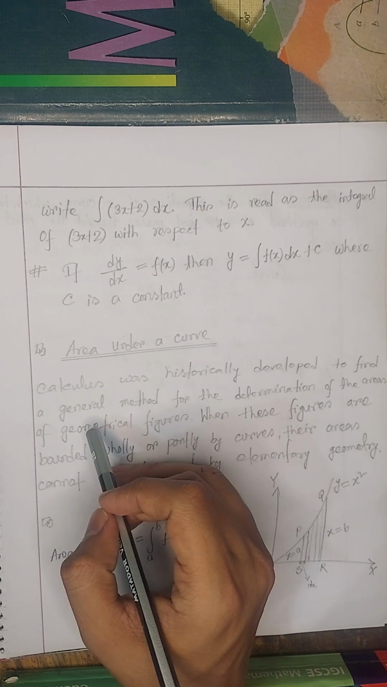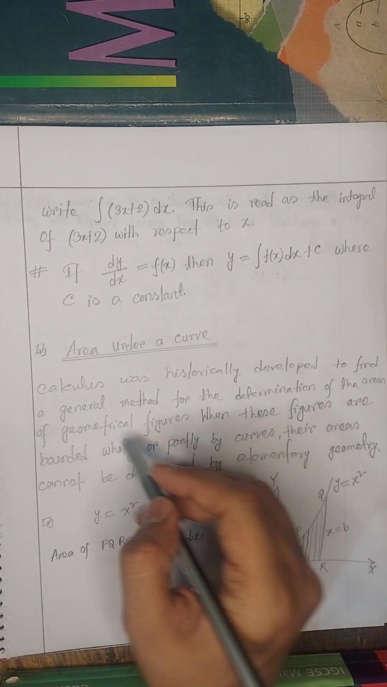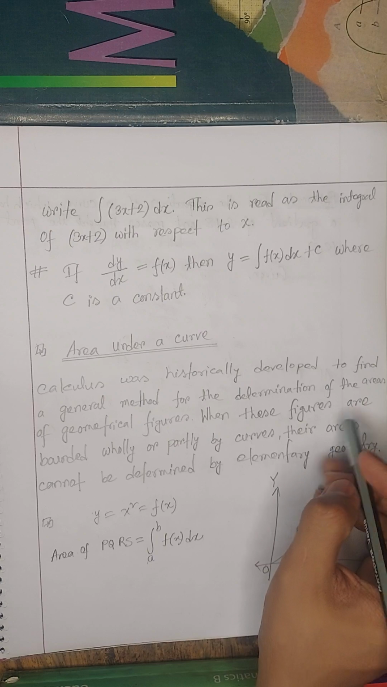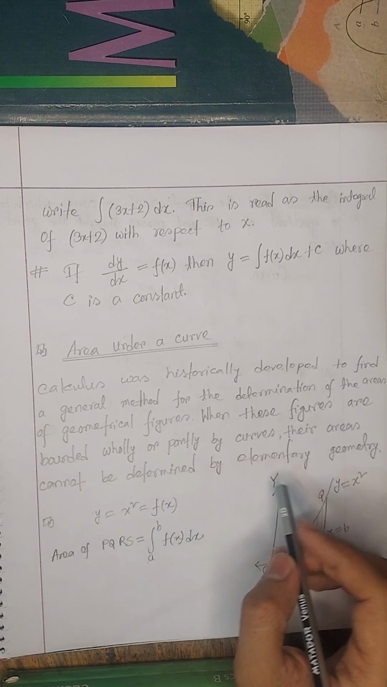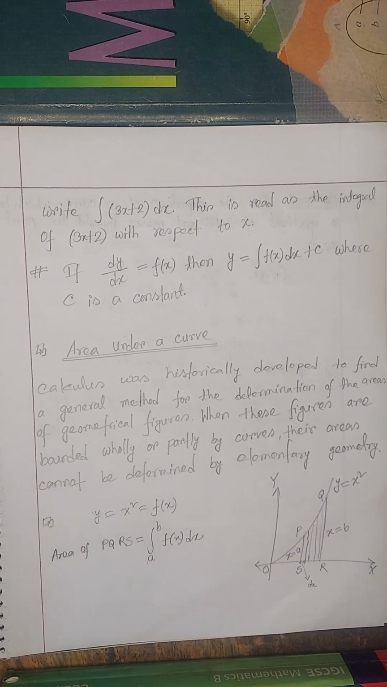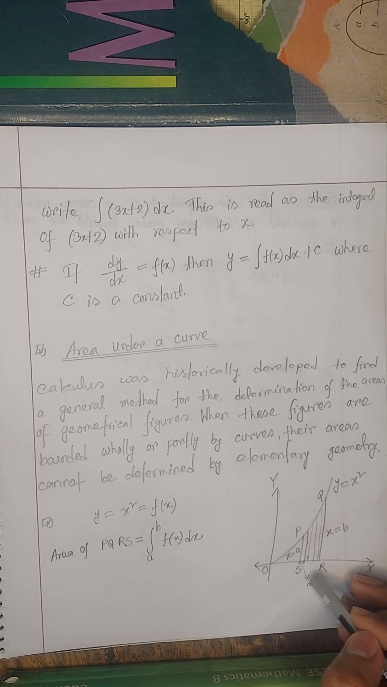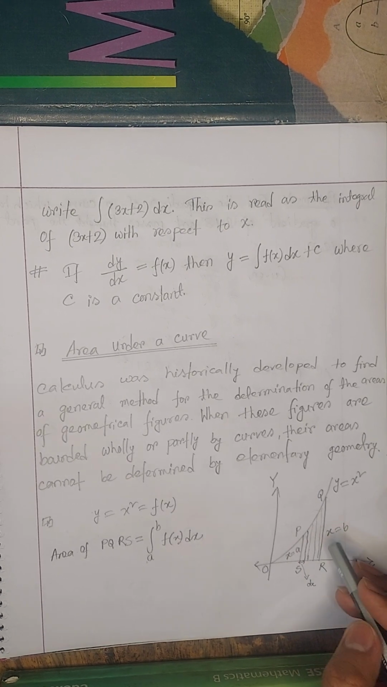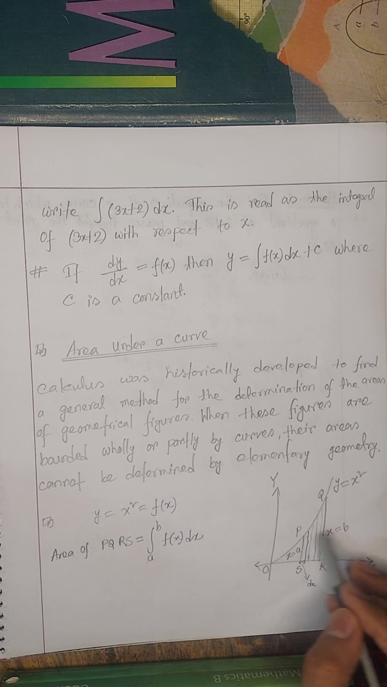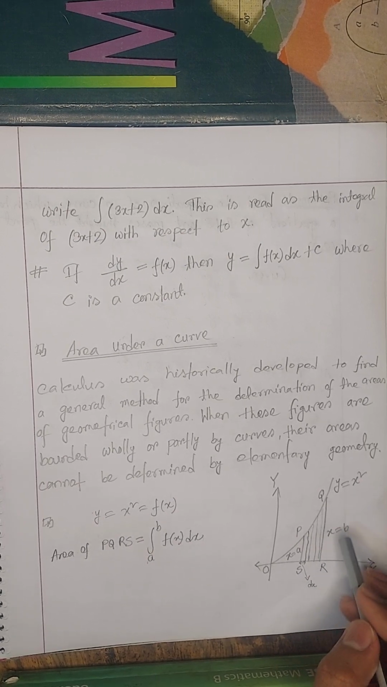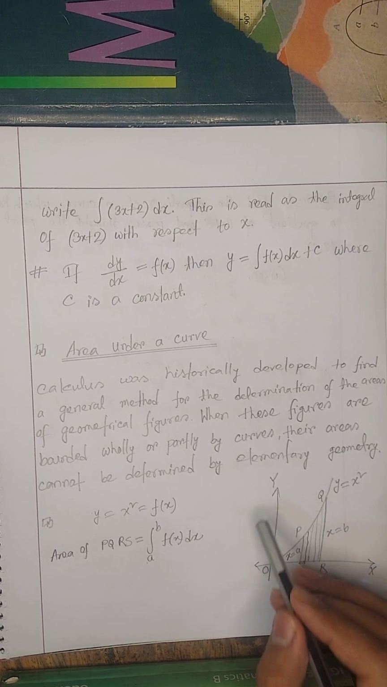Area under a curve. Actually, calculus was historically developed to find a general method for the determination of areas of geometrical figures. When these figures are bounded wholly or partly by curves, their areas cannot be determined by elementary geometry. Look at this curve. Here the curve is y is equal to x square, and if we have to find the area of PQRS, we can't apply the formula of length into breadth, or the area of the square formula, or anything. We can't use the formulas of elementary geometry. That's why we have to use integration here.